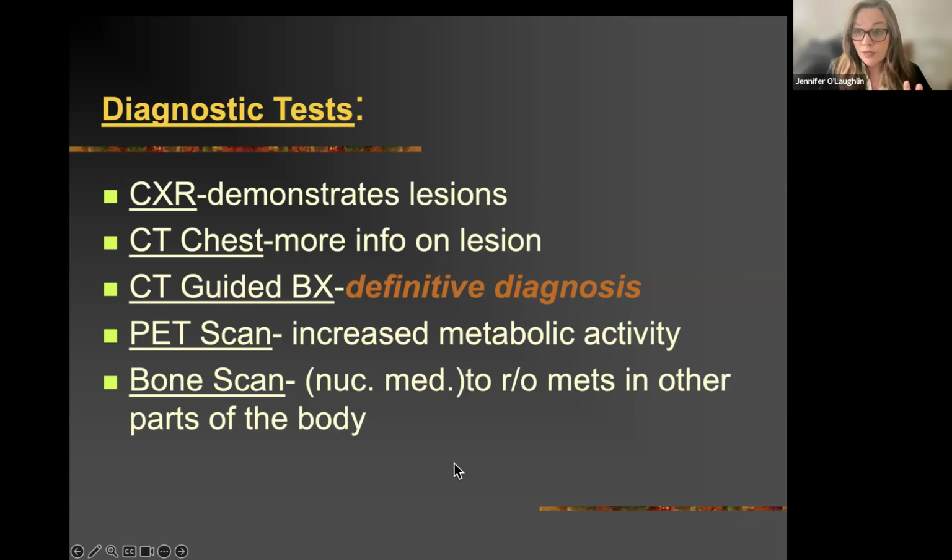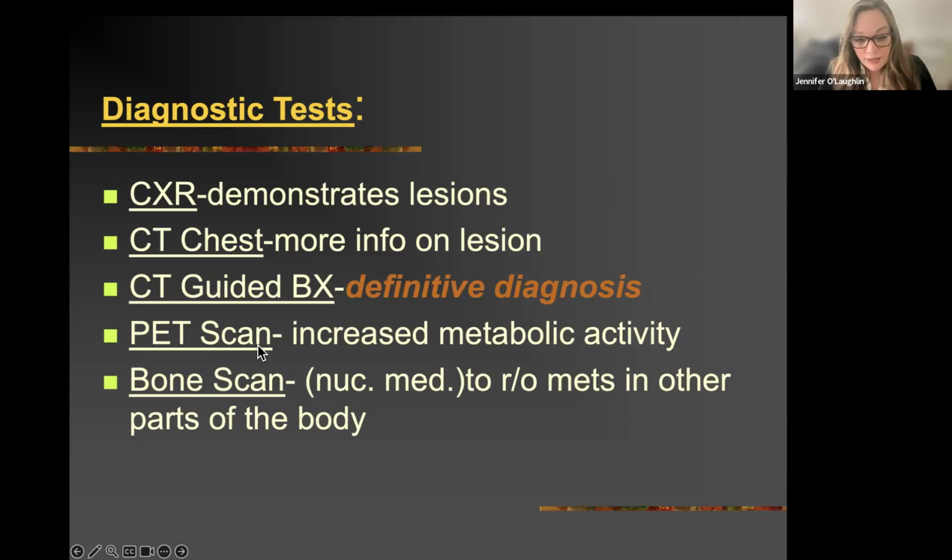So even before there's enough tissue damage to be appreciated, you can see that there's an uptick in metabolic activity, which could indicate that there's a tumor there, even if you can't see it yet anatomically on other studies. So that's an advantage of both PET scan and bone scan.